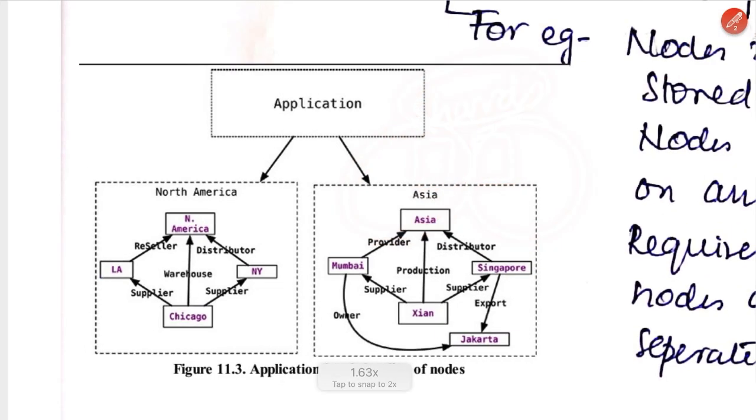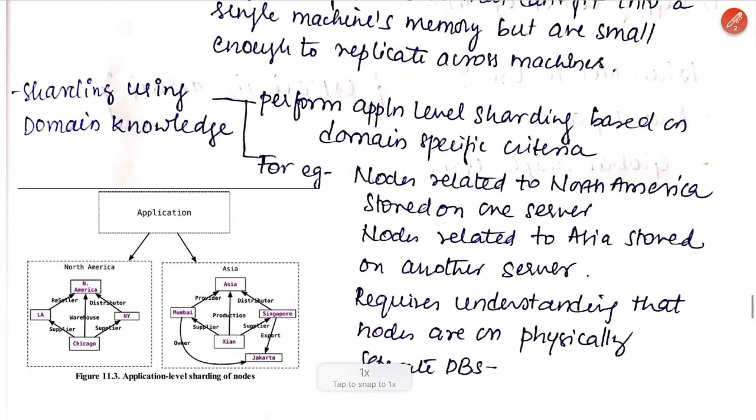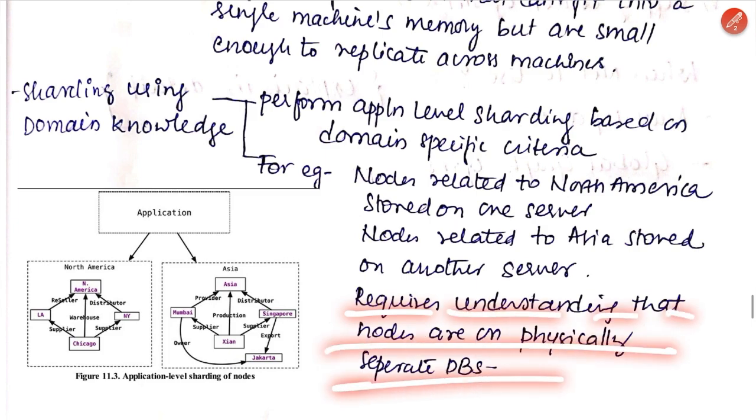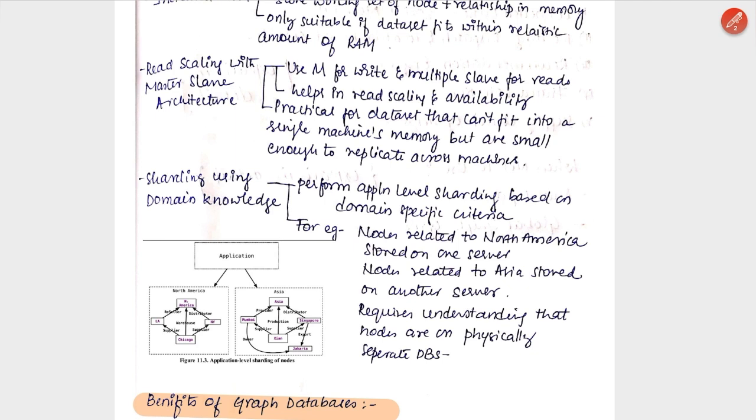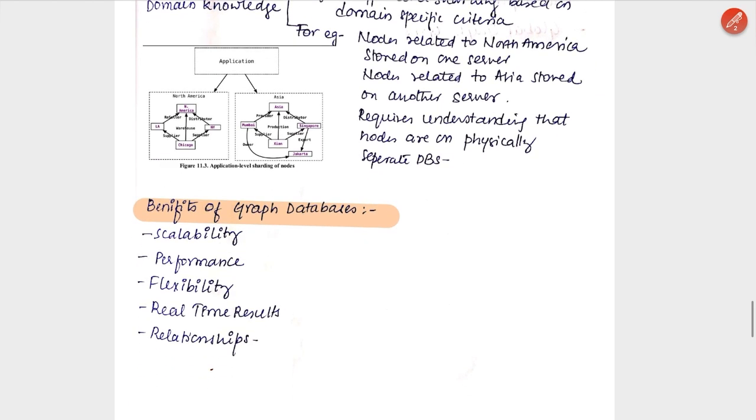So this is a very simple example, right? But one thing here is, it requires understanding that nodes are physically separated databases. By ensuring that the nodes are on physically separated databases, we can implement the application level sharding here. Okay, let's look into the benefits of graph databases.